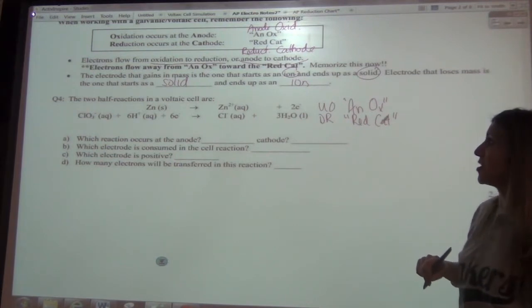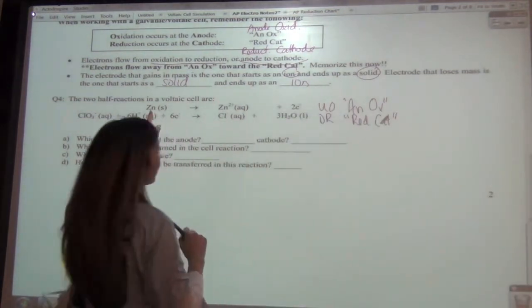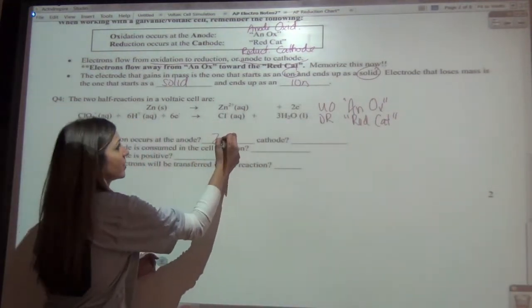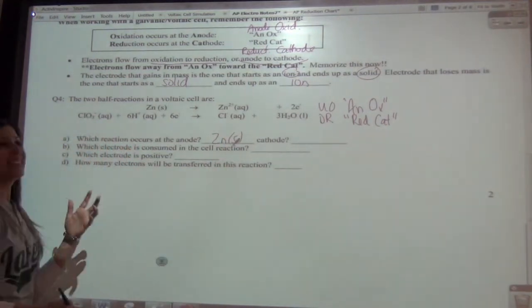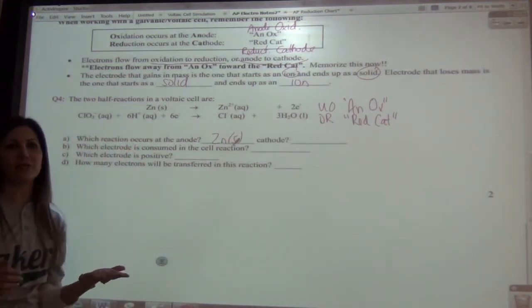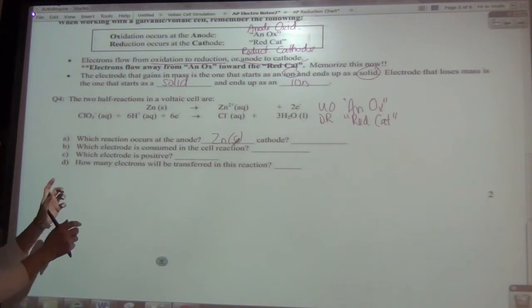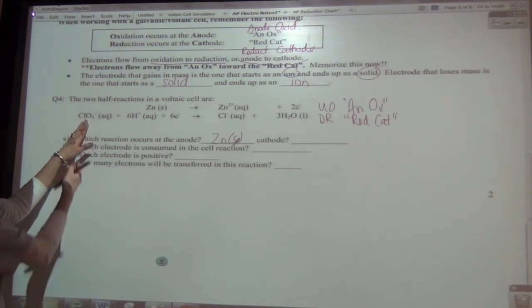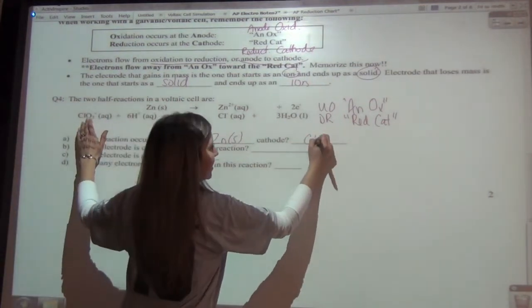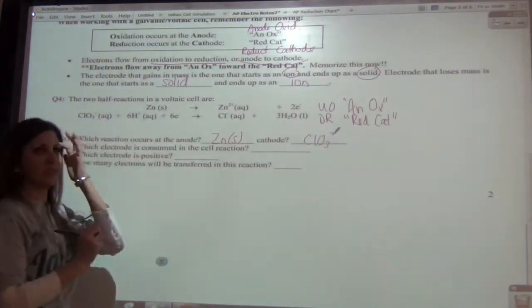Which reaction occurs at the anode? So then it must be the zinc that is my anode. Typically, it's a solid, usually a metal plate. But in this case here, it's got to be the ClO3 minus that's acting as my cathode. Okay, so it's the other one.